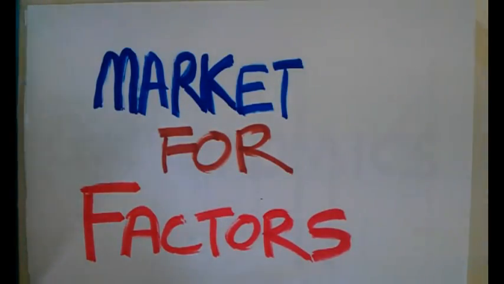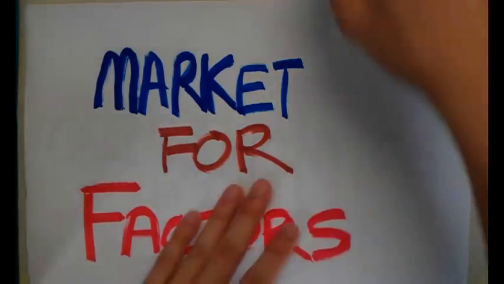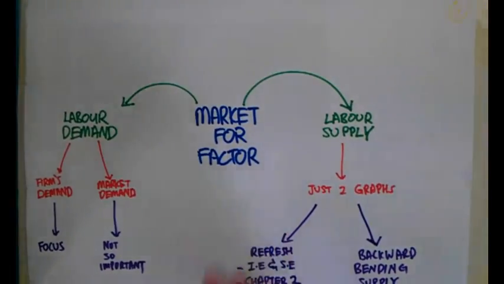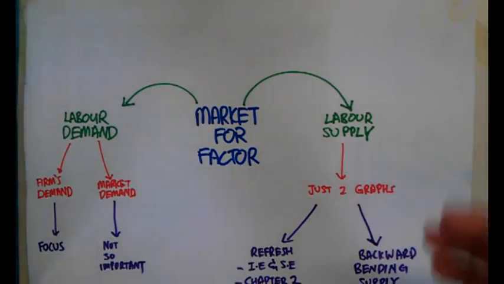Alright, market for factors. What are factors? Factors are basically referring to the factors of production, like your capital, your labor, your resources. But for market for factors, we are only focusing on one type of resource, that is demand. So let's have an overview of the whole chapter.